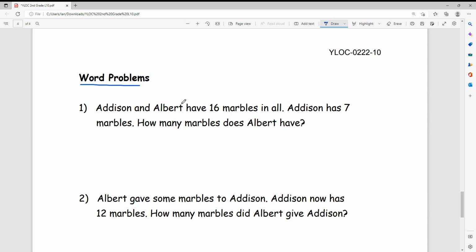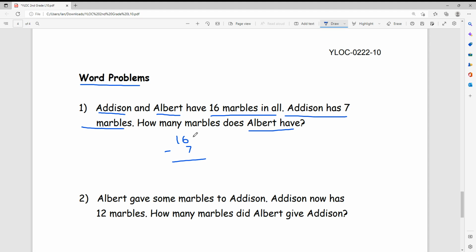Finally is word problem. So it says Addison and Albert have 60 marbles in all. Addison has 7 marbles. How many marbles does Albert have? So if Addison and Albert both have 60 marbles total, and Addison has 7 marbles, that would mean that it's subtraction because we want to know how much Albert has. So it would be 16 minus 7.